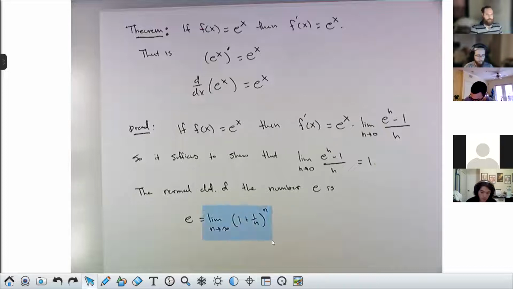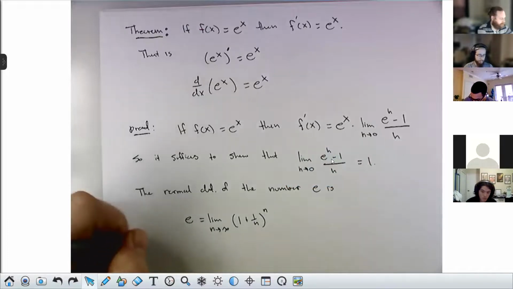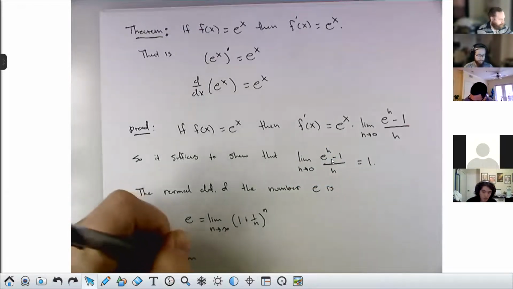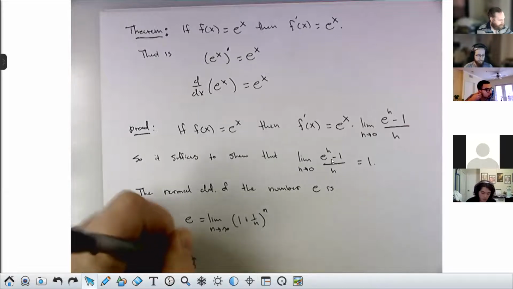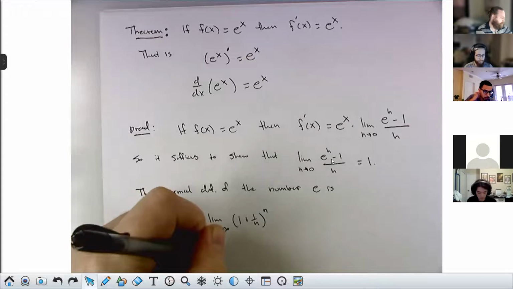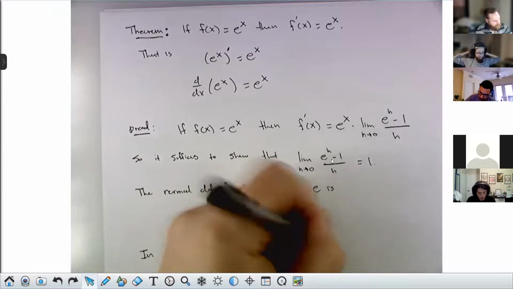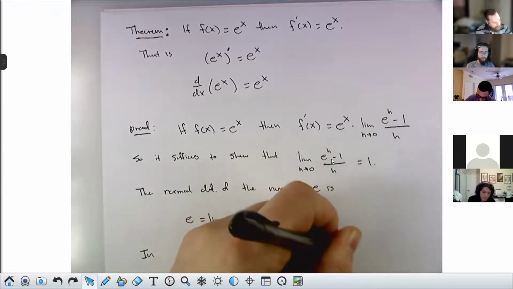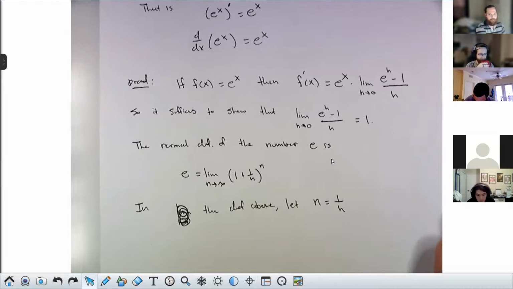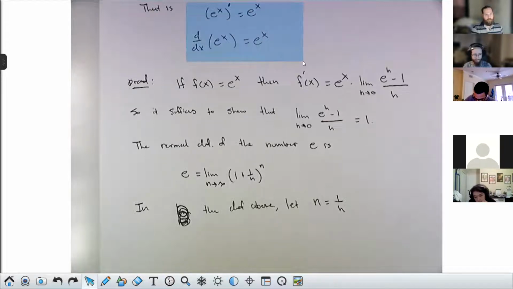So what we want to do is show that this definition gives us this limit being 1. And the way we're going to do this is, in the definition above, let n equal 1 over h. What I'm about to do, you're not responsible for on a test, just to be clear. What you're responsible for is this fact: the derivative of e to the x is e to the x. So I'm going to do this quickly.